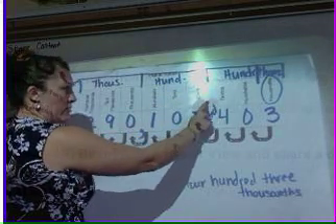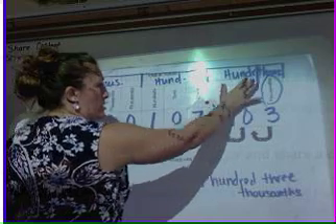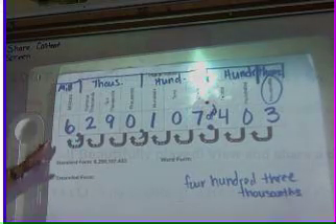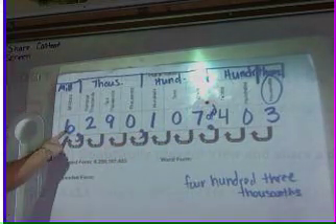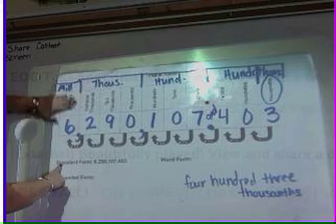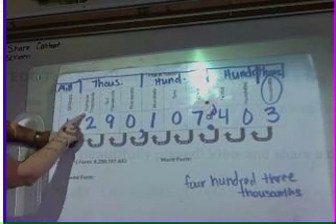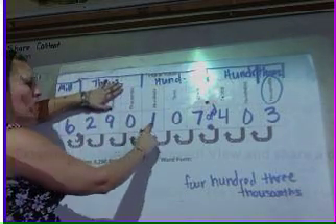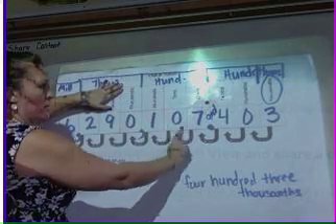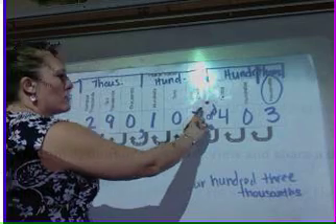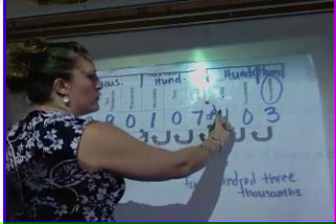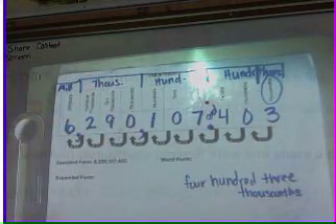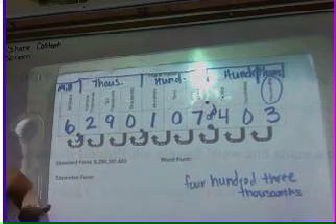Then I have my and, or my decimal point, and then I know it goes tens, hundreds, and that's in the hundredths. And then I have thousands, and it goes in the thousands. So I know that when I read this, I can say 6 million, because that's that house, 6 million, comma, 290,000, comma, 107, and 403 thousandths. So that is my number when I say it. When I say it like that, it helps me write it in word form.